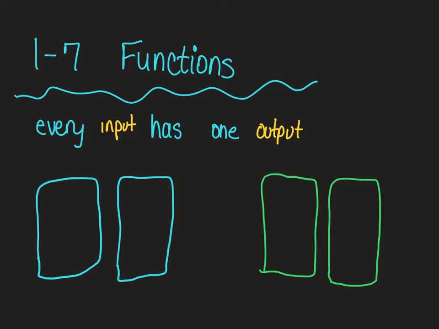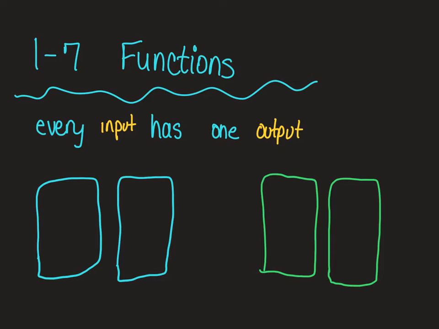And remember on the last lesson, 1.6, we had 4 ways of showing or demonstrating a relation. So we're going to talk about those 4 ways again, and they're going to help us determine if that relation is a function. Some relations are functions and some relations are not functions. Not every relation is a function, but every function is a relation.